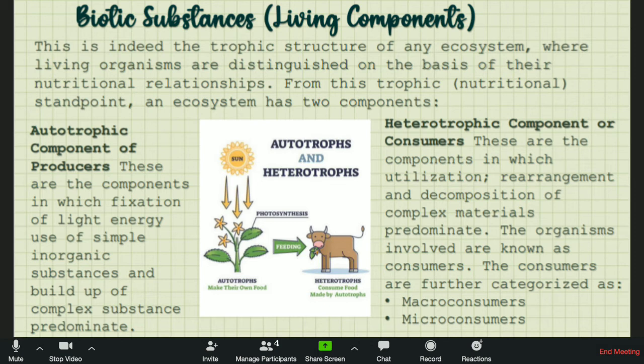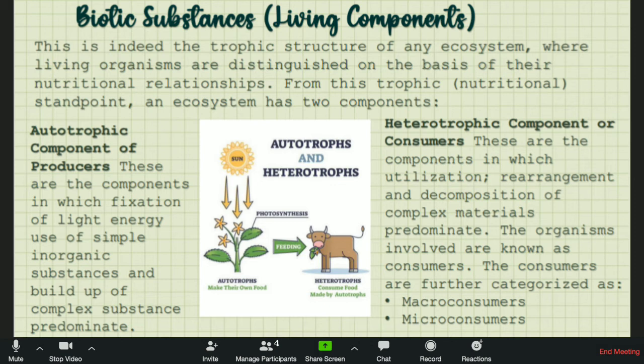While the micro-consumers are popularly known as decomposers, they are saprotrophs and they include mainly bacteria, actinomycetes, and fungi. They break down complex compounds of dead or living protoplasm. They absorb some of the decomposition or breakdown products. Besides, they release inorganic nutrients into the environment, making them available again to autotrophs.